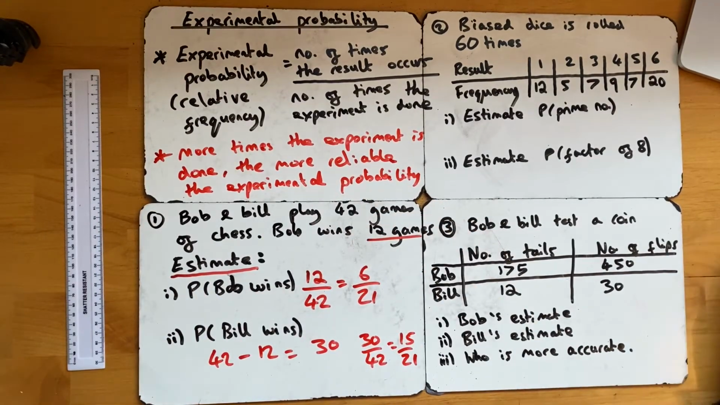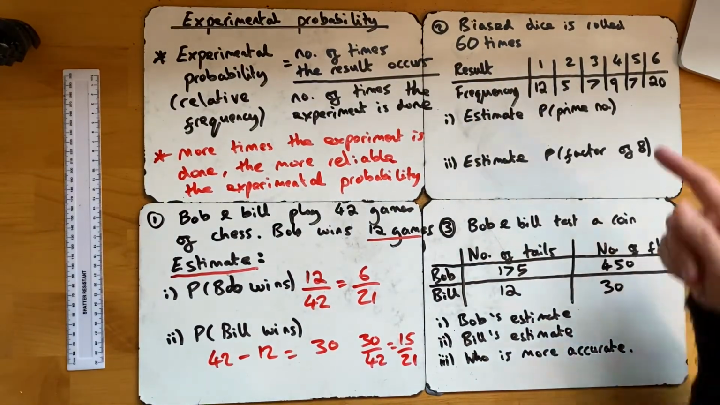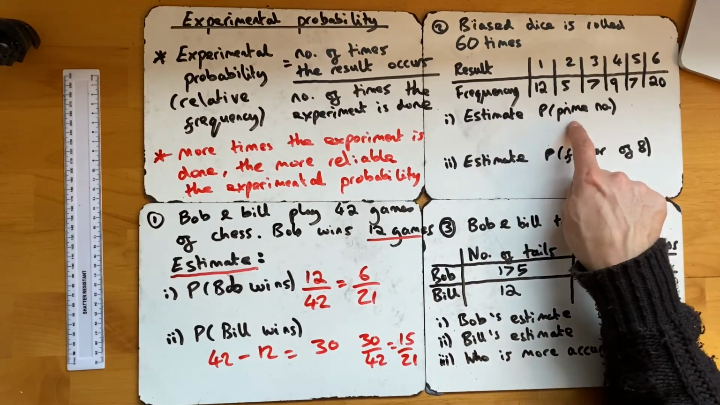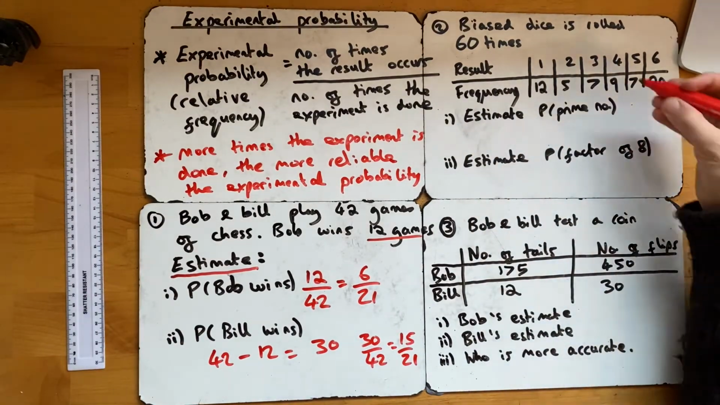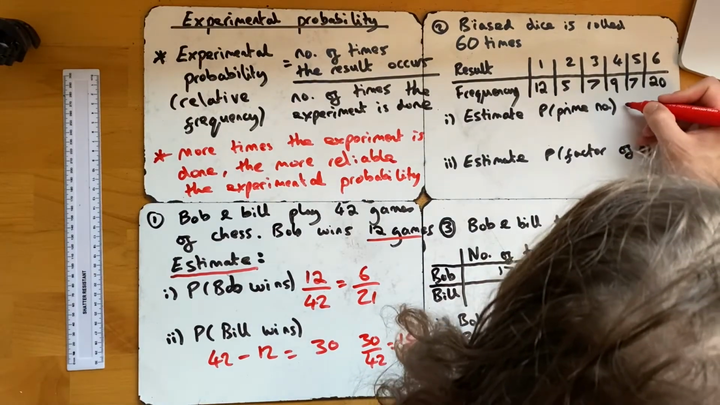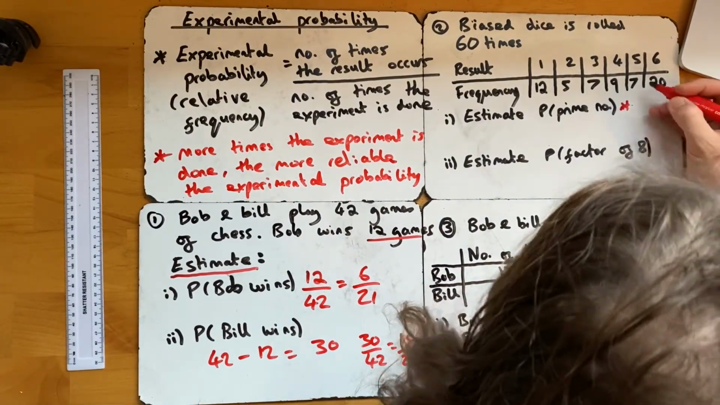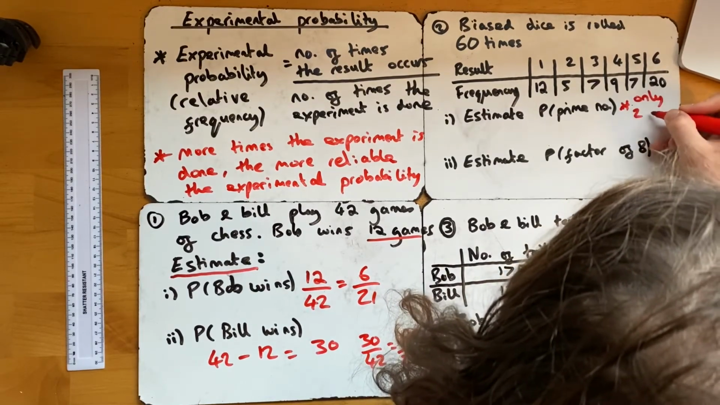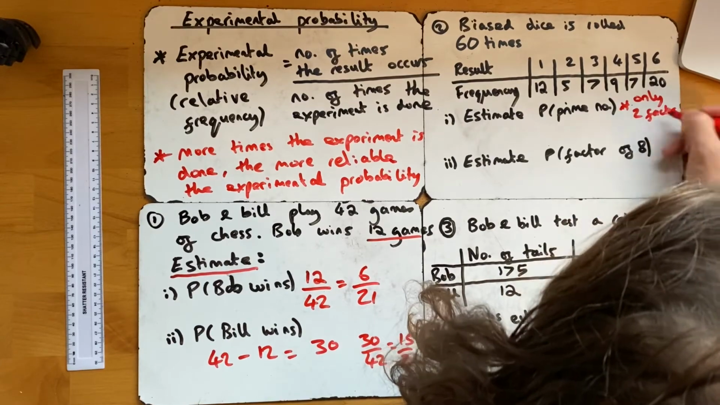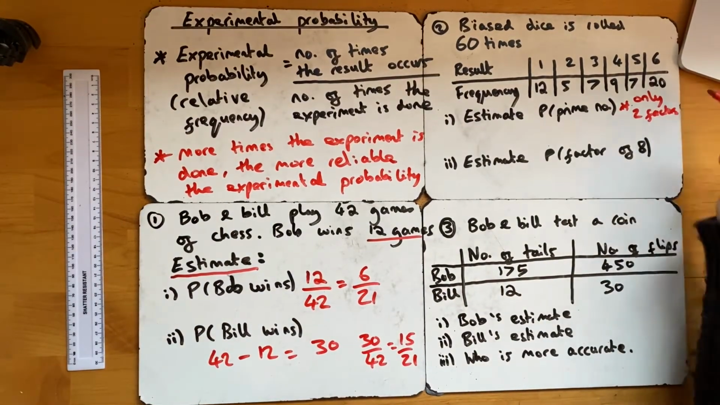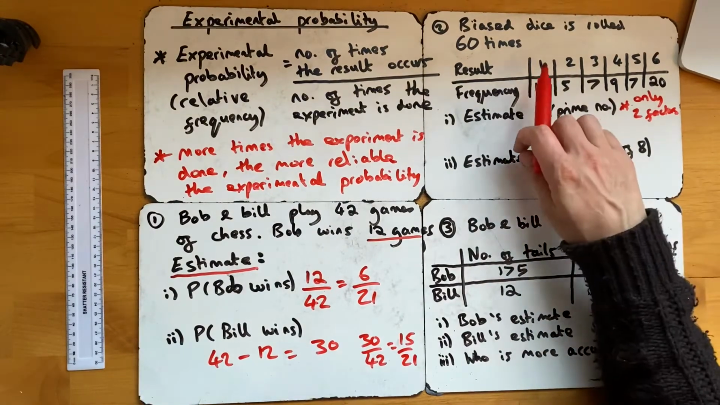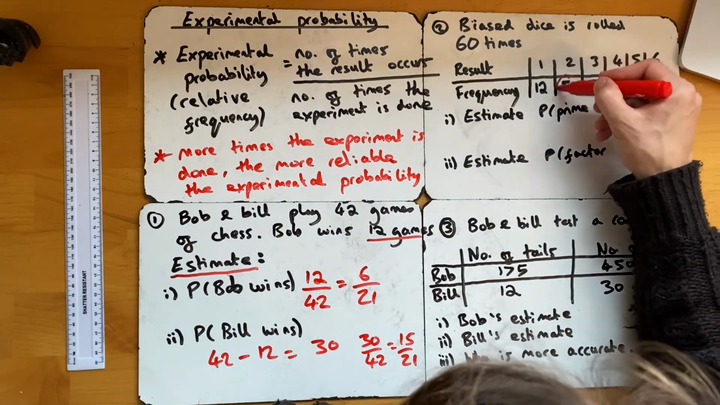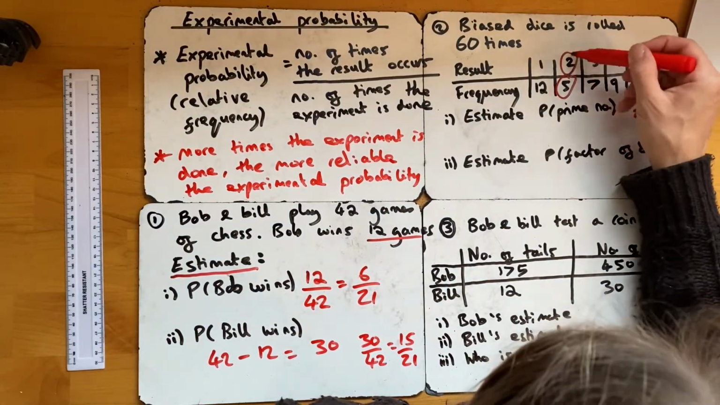Number 2, a biased dice is rolled 60 times, here are the results. Estimate the probability of a prime number. Those who can't remember what a prime number is, can you make a note? A prime number is any number that only has 2 factors. So 2 factors is 1 and itself. Well, 1 is not prime because it only has 1 factor. 2 is prime because the only factors of 2 are 2 and 1. So that's one of the prime numbers. Here, 2.